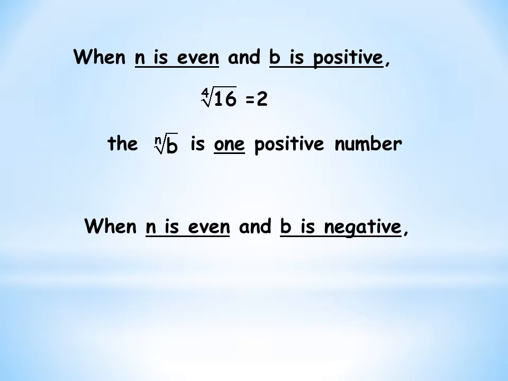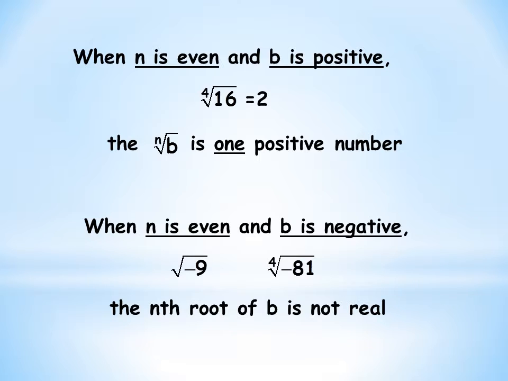When n is even and b is negative, for instance, the square root of -9 or the fourth root of -81, the answer would be not real. So we're not going to deal with any i's in this chapter, so your answer to this would simply be not real.